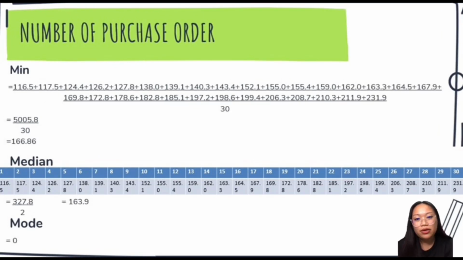Mean for metric 2. After we sum up all the data for metric 2, we got 5005.8. After that, we divide by 30 and the answer is 166.86.